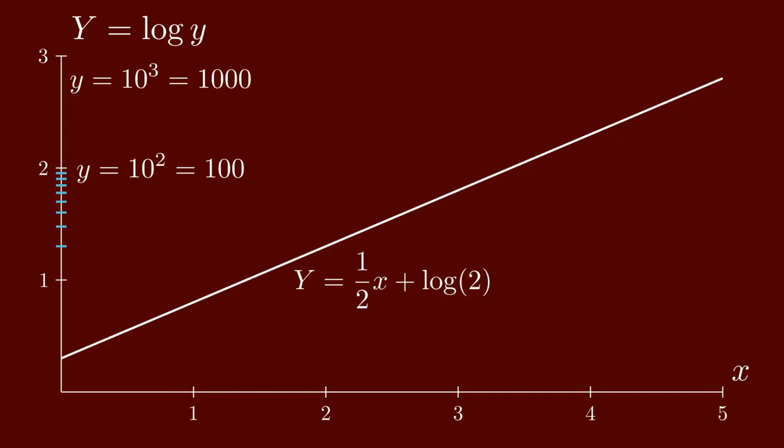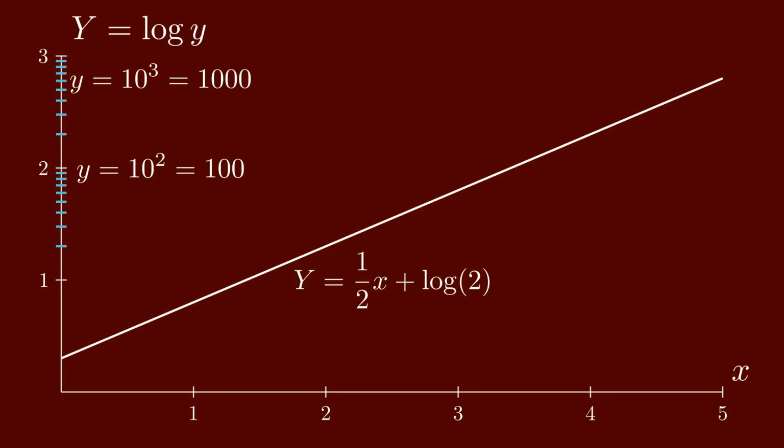3 corresponds to little y equals 10 to the power of 3, which is 1000. This point corresponds to 200, 300, 400, 500, 600, 700, 800, 900.